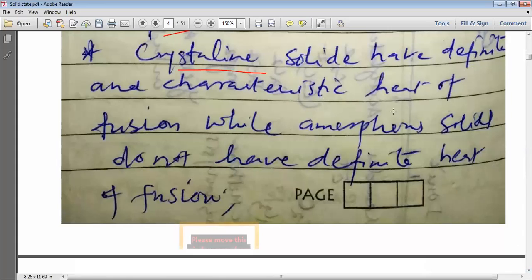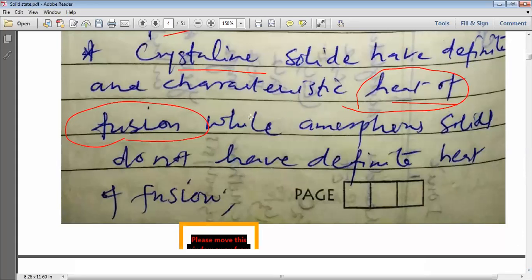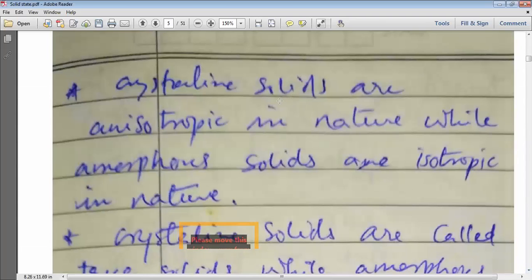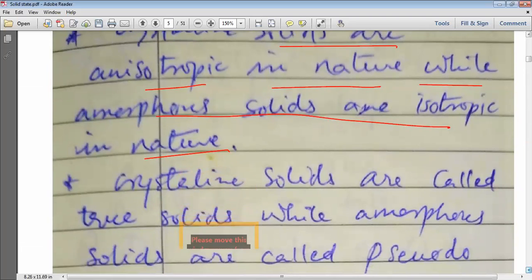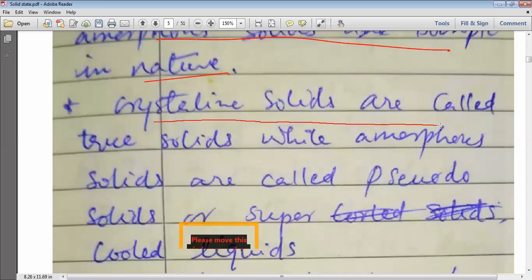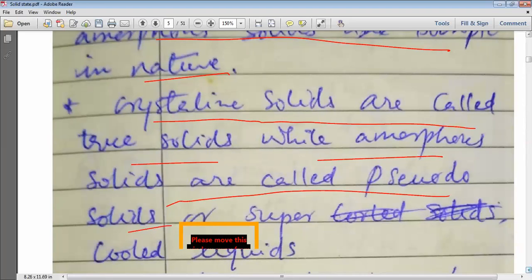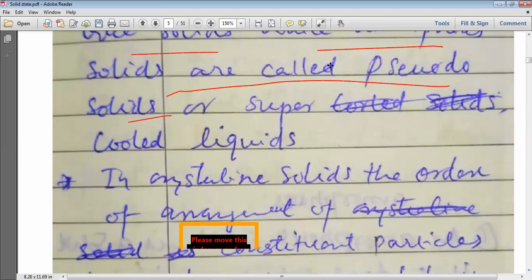Crystalline solids have a definite heat of fusion. Please remember that the heat of fusion for a crystalline solid is fixed and definite, and it is generally high also, while amorphous solids do not have a definite heat of fusion. So their heat of fusion is not fixed. Crystalline solids are anisotropic in nature, while amorphous solids are isotropic in nature. We will understand separately what isotropy and anisotropy are. Crystalline solids are called true solids, while amorphous solids are called pseudo solids, or supercooled liquids.